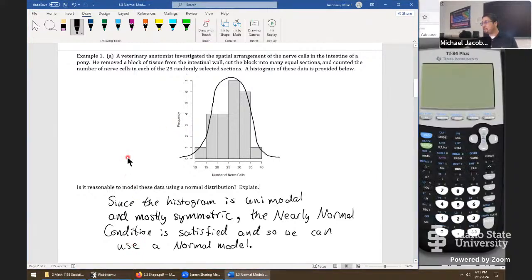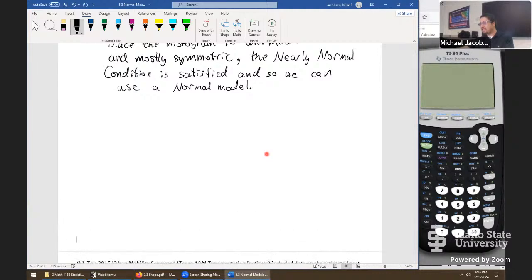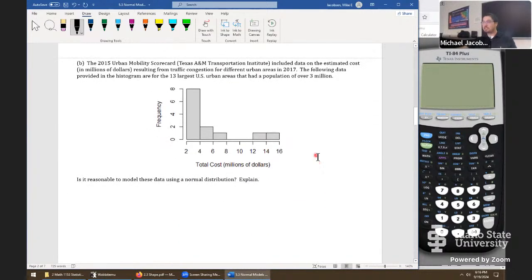Okay, so the next one is going to be definitely a case where it does not work, very flat, plainly can't work, and that's part B. We actually looked at these data before in a prior section. This is the 2015 Urban Mobility Scorecard from the Texas A&M Transportation Institute. So this is the estimated cost in millions of dollars resulting from wasting time due to traffic congestion and other problems. And this is the 13 largest US urban areas that have a population over 3 million. The other problem actually had the data table, but this is just the histogram.